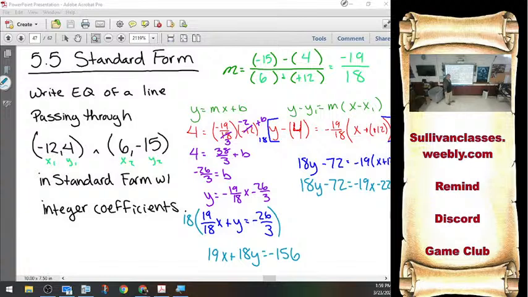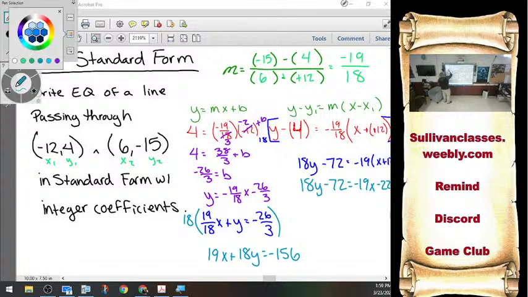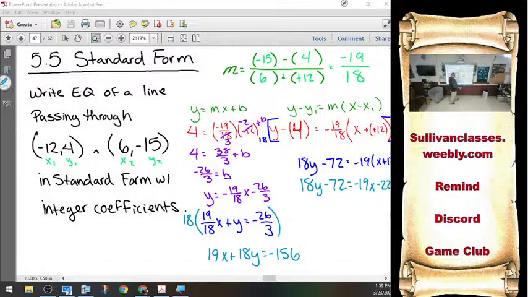I hope you're checking me, because I genuinely don't trust my mental mojo right now. Add 19 to the other side. Add 72 to the other side. Well, hot diddly dang. It works.